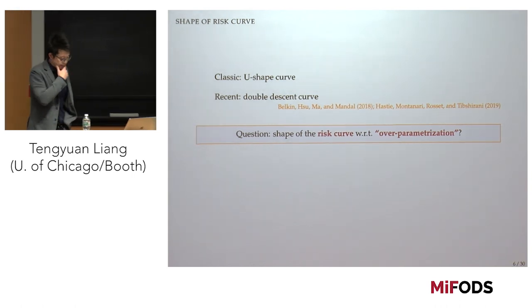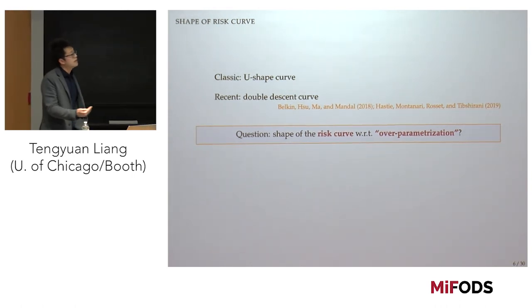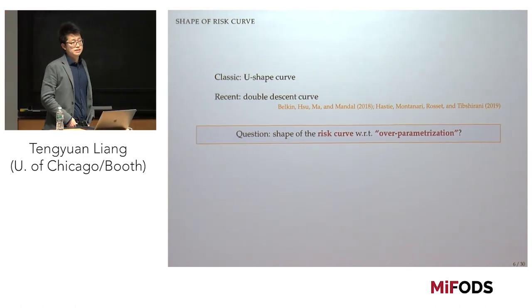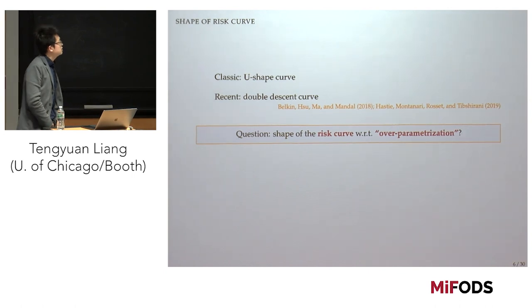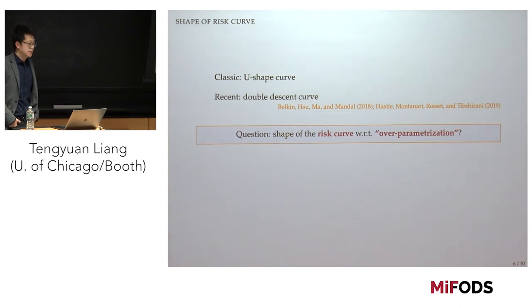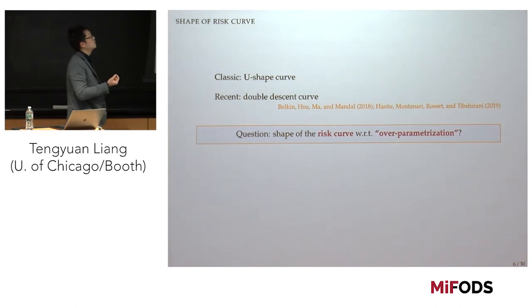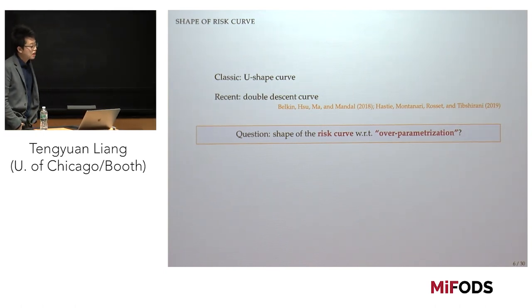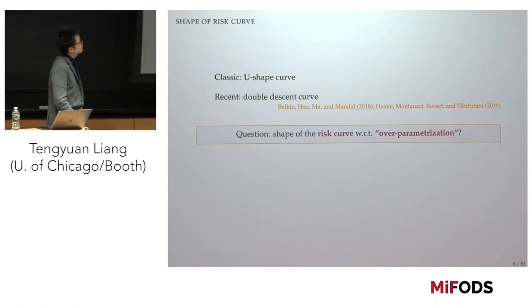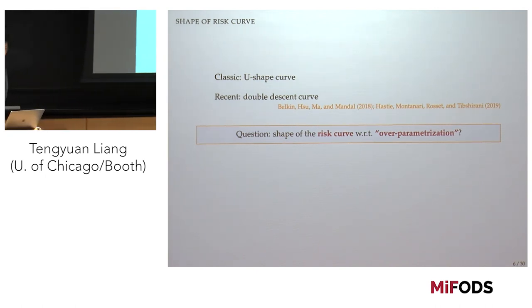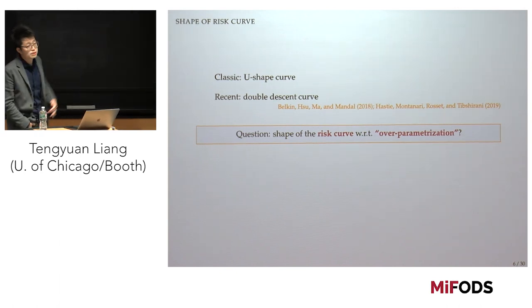Okay, so another question of interest is to understand the shape of the risk curve as a function of a measure of complexity, right? The classic picture we show our students is the so-called U-shaped curve. As the regularization parameter changes, there's a bias-variance trade-off, and there's an optimal model complexity that shouldn't be too complex, okay? And recently, there are a few papers by Misha Belkin and Andrea Montanari's group trying to understand this double descent phenomenon. I'm just listing two, but there are many more.